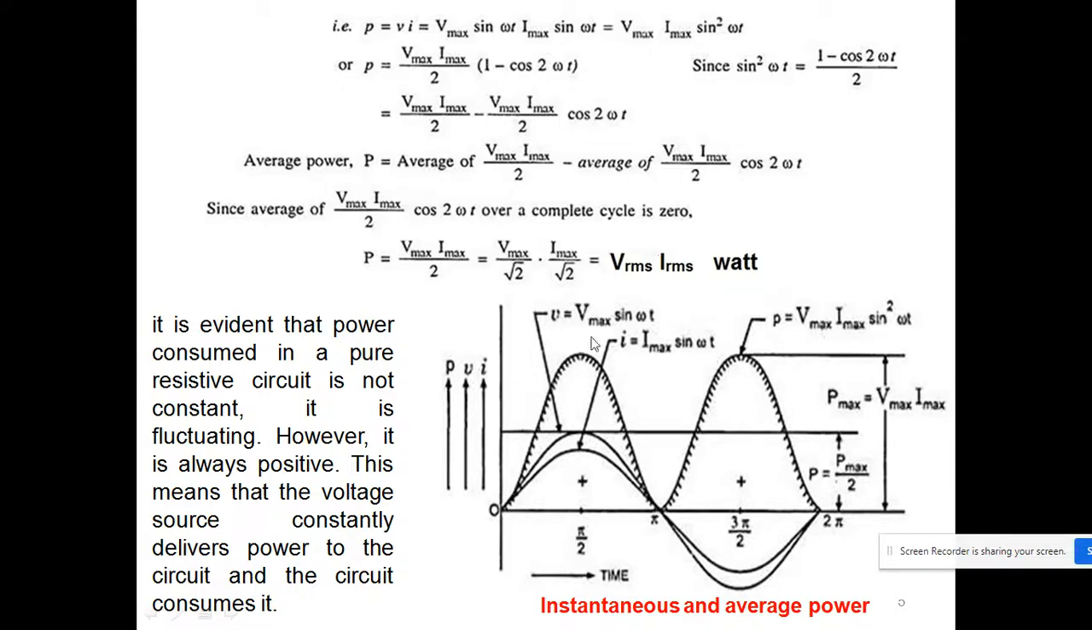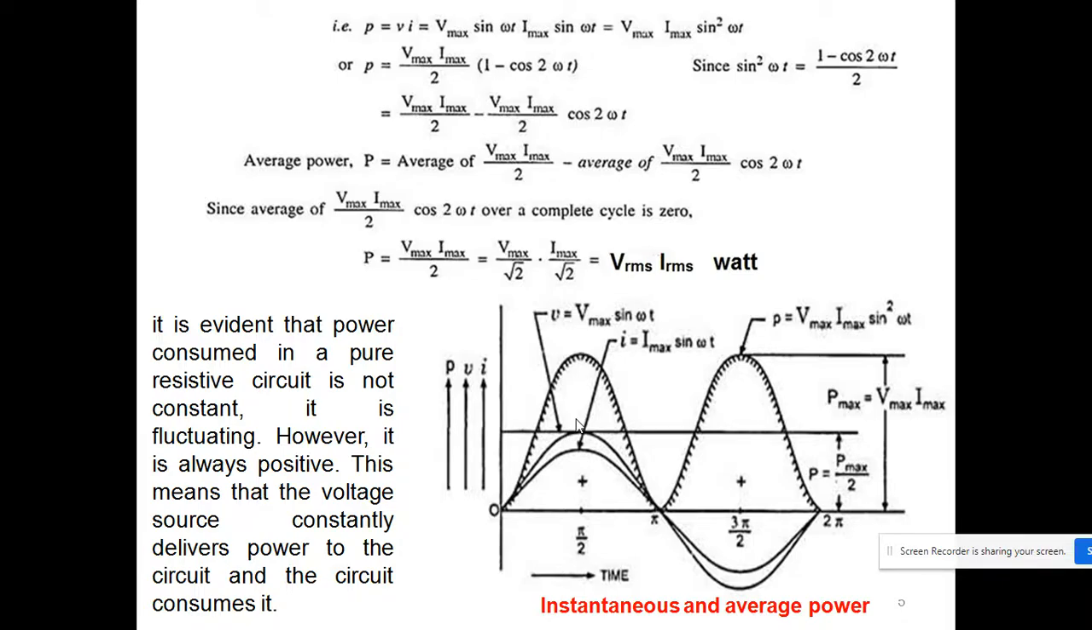And here you can say the power is always positive because current and voltage are in phase everywhere. Whether we are talking about the positive half cycle or the negative half cycle, both are in the same phase. So the power is always positive in the pure resistive AC circuit. And what is the meaning of this? This means that the voltage source continuously delivers power to the circuit and the circuit consumes it.